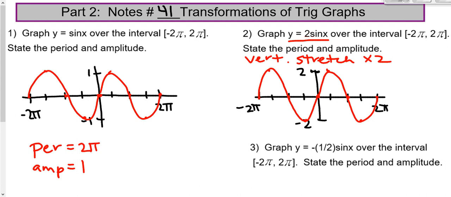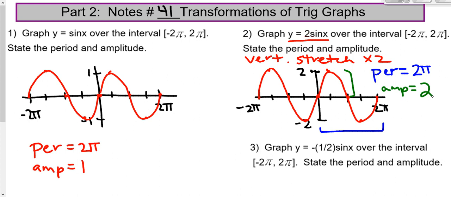Okay. What's the period? What's the width of one cycle? Did changing the height change the width? It did not. So the period did not change. It's still 2 pi. What's the amplitude? The distance from the middle to the top. Did changing the height change the amplitude? Absolutely. Now the distance from the middle to the top is 2 instead of 1.